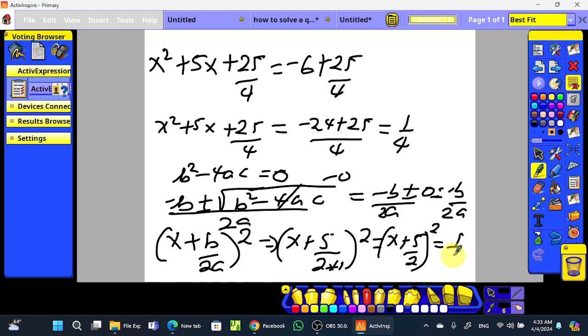So this is x plus 5 over 2, squared, is equal to 1 over 4. See, if you take the square root of both sides, x plus 5 over 2 is equal to plus or minus 1 over 2, because the square root of 1 over 4 is plus or minus 1 over 2. Then x is equal to 1, x is equal to 1 over 2.